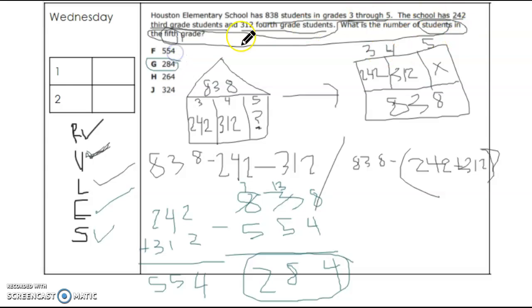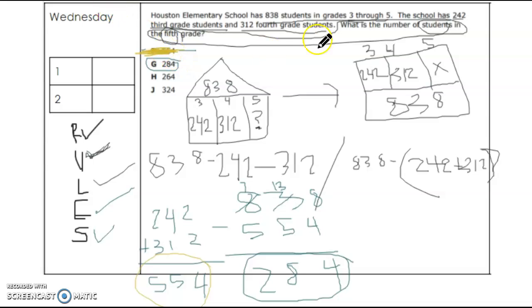Now I want you to notice, look at F, 554. Notice that is exactly what we wrote down right here when we combined our third and fourth graders. Do you see how it's trying to trick you? Don't fall for those tricks, guys. That's not the right answer. That would be the answer if it said, how many third and fourth graders are there? But it doesn't say that. It says, what is the number of students in just the fifth grade? So be very, very careful. Don't fall for the tricks. And if you see things like that, you can just cross them off and tell the test, hey now, don't give me those crazy answers.